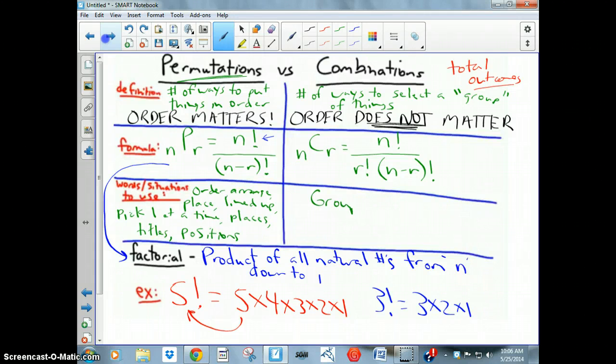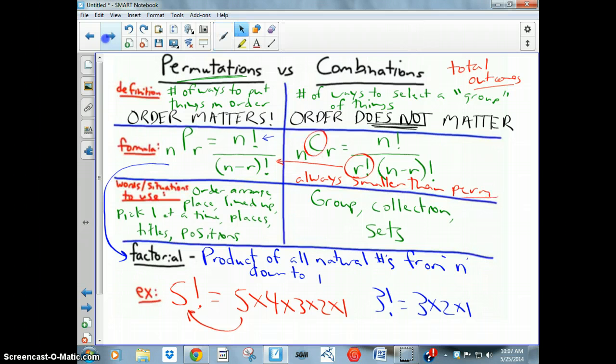Combination is much simpler. It would say the word group, collection, or sets. Those things indicate a combination problem. And the key about combination, since this r factorial is on the bottom and not in the permutation, combination answers are always smaller than permutation answers if n and r are the same number. Combination will always be smaller. Pause the video if you need to write that down.